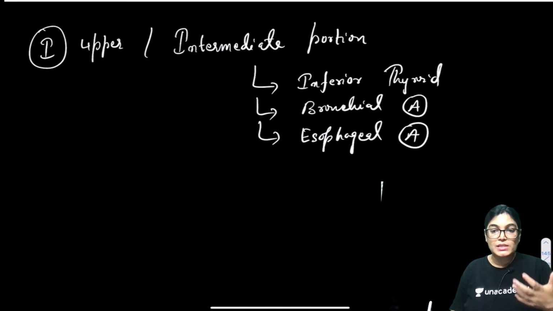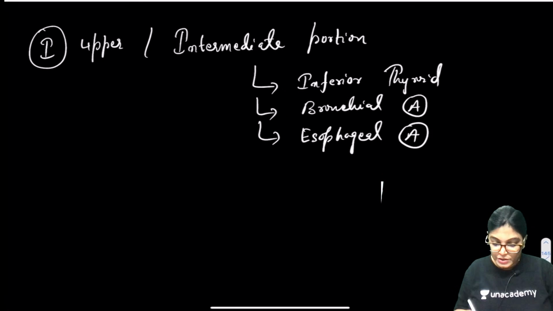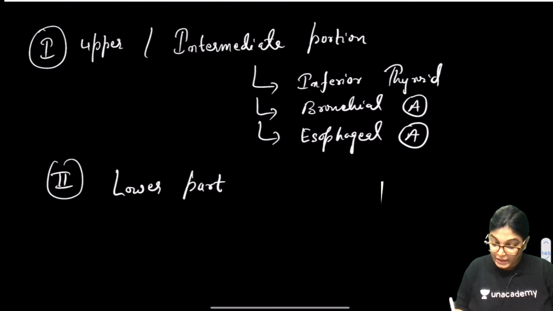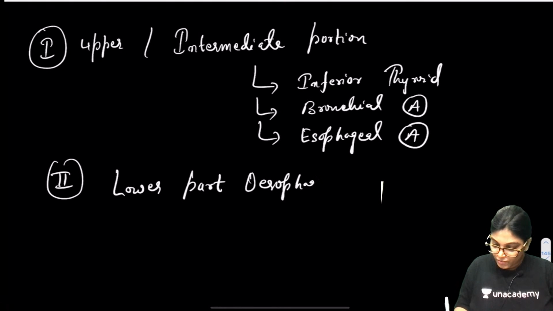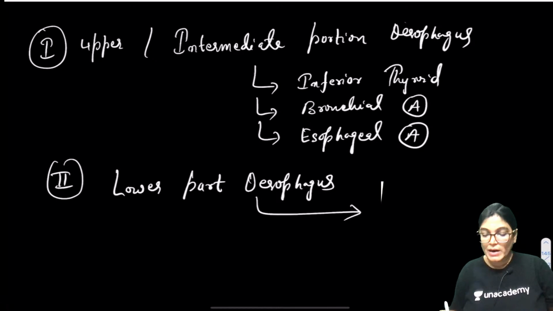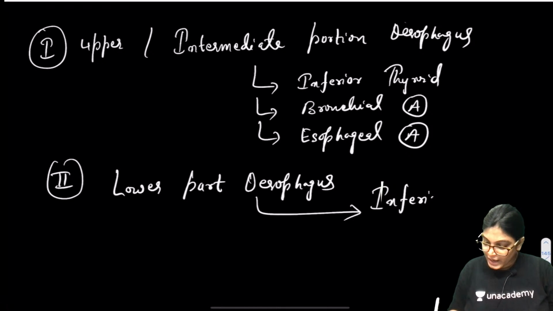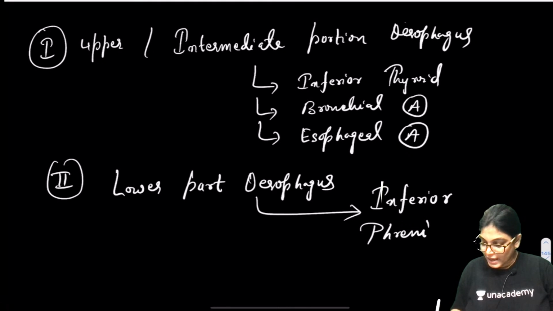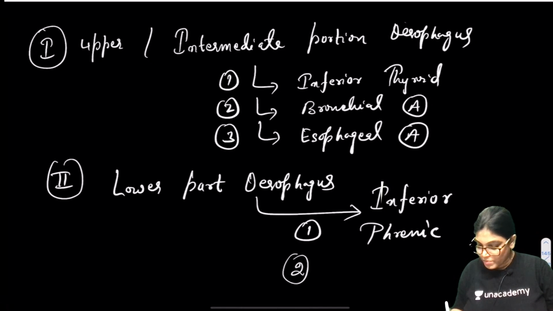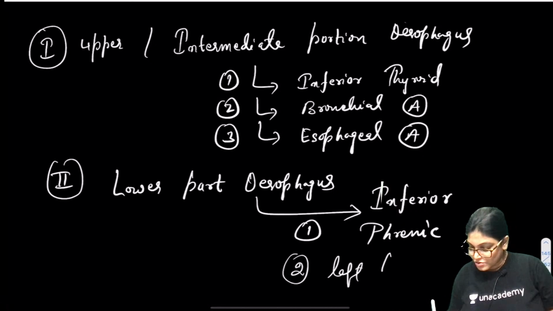Now, in the MCQ, what was involved? The lowermost part. Now I would like to tell you the arterial supply of the lower part of the esophagus. The blood supply of the lower part of the esophagus is from the inferior phrenic artery and the left gastric artery. So these are 3 sources for the upper and intermediate part, and 2 sources for the lower part: inferior phrenic and left gastric artery.